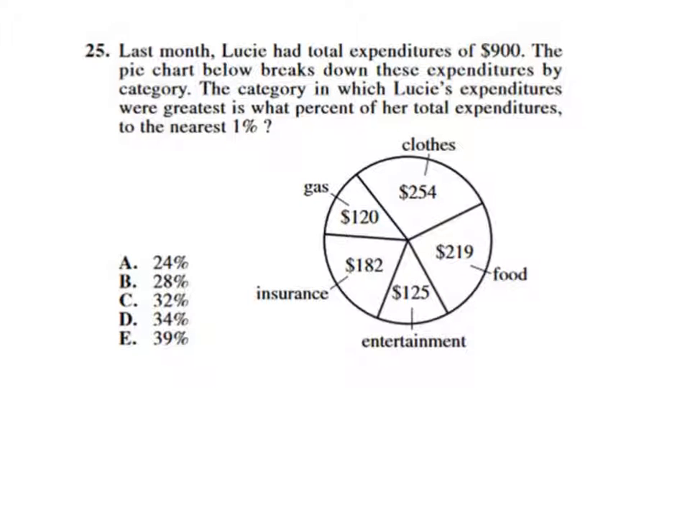This question gives us a breakdown of Lucy's expenditures. She had $900 to start with, and this is what she spent her money on. And it's asking us a question about the category in which she spent the most amount of money. So if you look at the clothing, she spent $254, which is bigger than any other category on there. And they want to know what percent is this $254 out of the total amount that she spent, and we're supposed to round our answer to the nearest 1%.